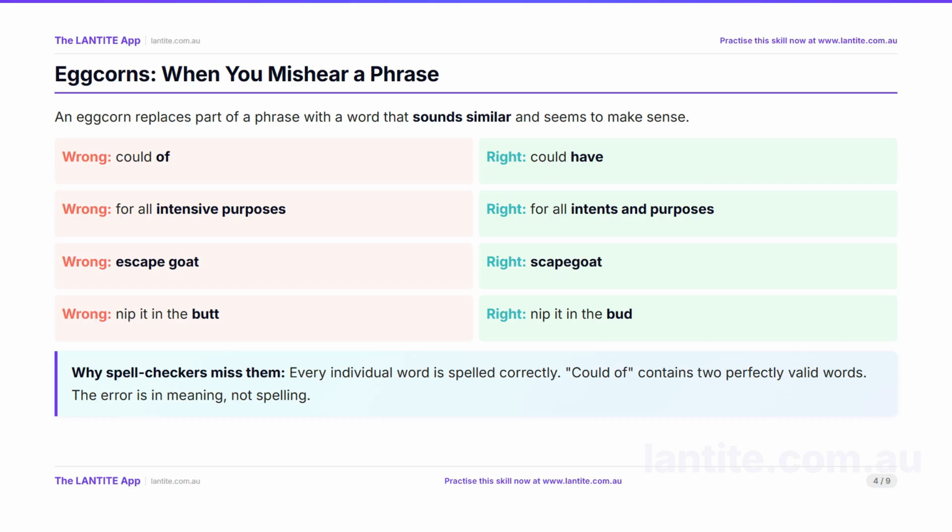The reason spell checkers miss every one of these is that each individual word is spelled correctly. Could is a real word. Of is a real word. The error is about meaning, not spelling. The only way to catch eggcorns is to know the correct phrase.